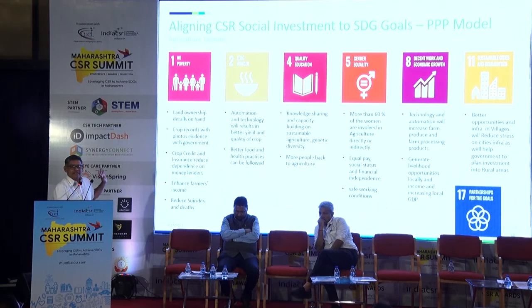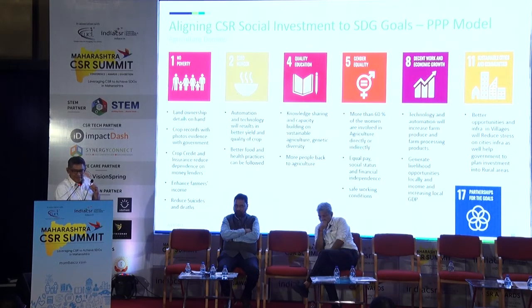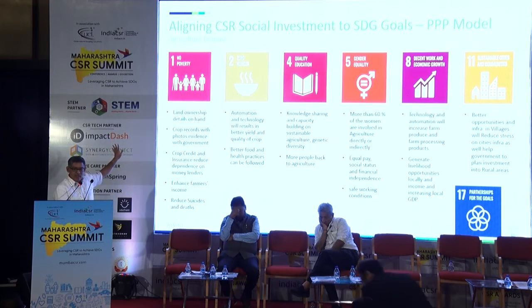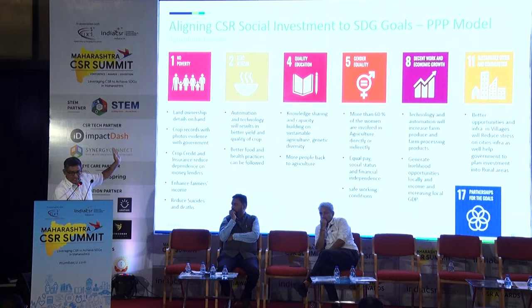How did it get connected to the SDG goals? If you see goal number 1, no poverty. Land ownership, if it is lost due to one bad weather, he goes into poverty. So if I get an alert, and I have insurance, if I have a crop credit, then no poverty can be achieved. Secondly, automation. Automation results in better yield. Automation results in so many things. Knowledge sharing is one of the most critical terms in terms of quality education.